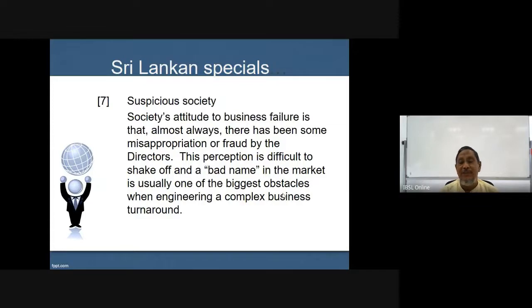This is the problem we are having. Society thinks that if any business collapses, it's due to the fraud or misappropriation of directors. Maybe sometimes, but it is not always. Now, one good example for us, take the Golden Key issue.